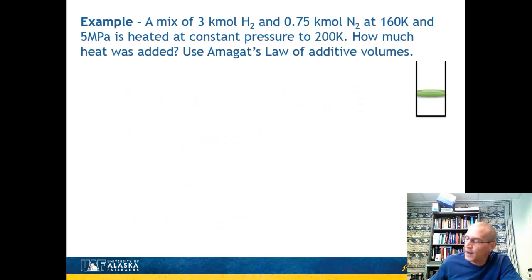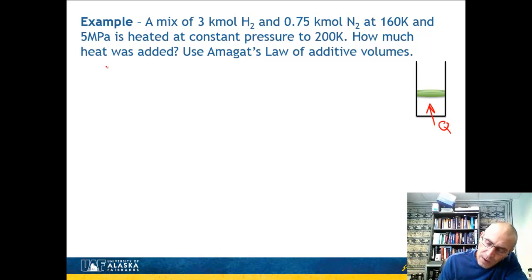All right, so let's go ahead and look at an example, and here I'll do an unsteady example. And so what I have is this mixture of 3 kilomoles of hydrogen and 0.75 kilomoles of nitrogen, initially at 160 Kelvin and 5 megapascals. And then it's going to be heated at a constant pressure up to 200. So the pressure is going to remain constant. I want to know how much heat was added. And so I'm looking for what amount of heat goes in.